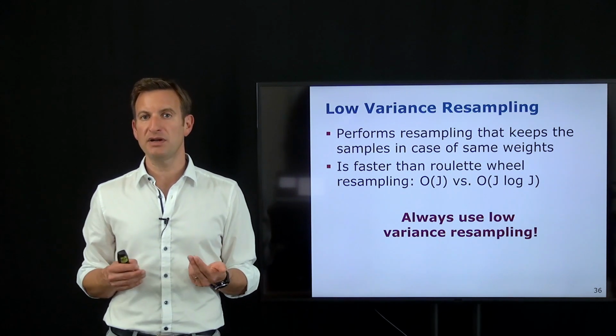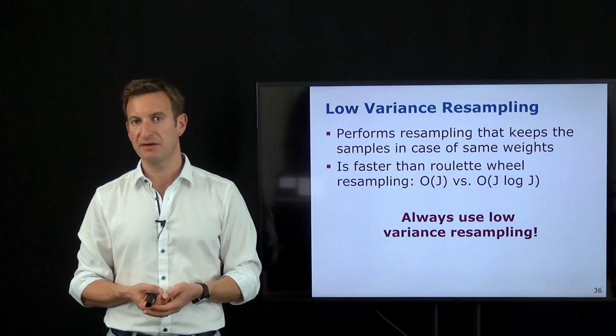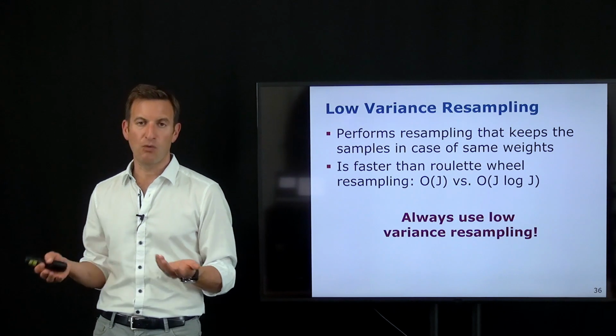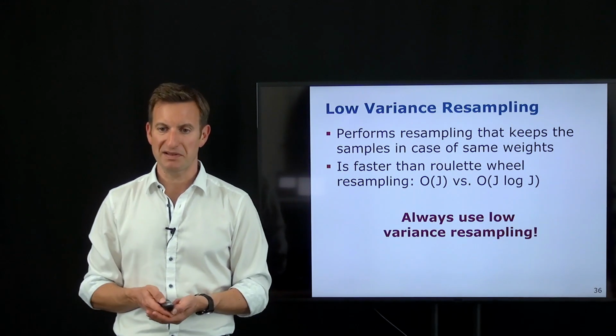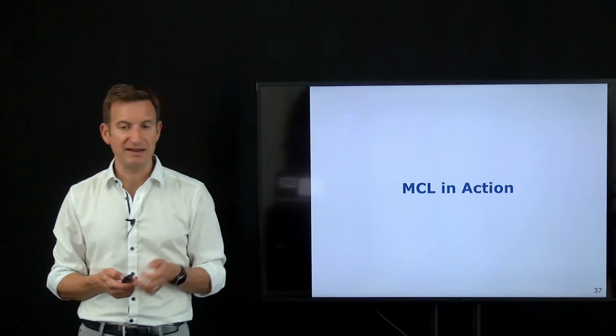The only thing you need to put in as the user is actually your motion model and your observation model. We have defined a few in the previous lectures so that you can use them, for example, for a wheeled mobile robot equipped with a laser scanner. And I want to show a few examples of MCL in action over here.